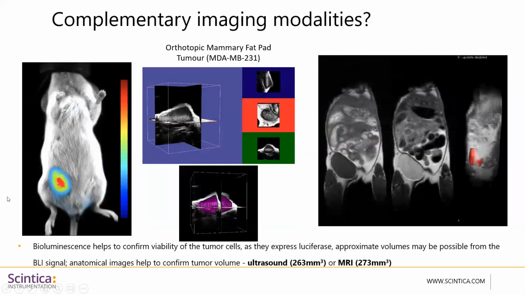For those that are just doing a simple tumor model, it can also be advantageous to show multiple modalities. Here we have a mammary fat pad tumor with optical. In the case of bioluminescence imaging, you can get a measurement of just viable tumor tissue. And then with something more anatomical, such as ultrasound or MRI, we can actually pull volume measurements out from this data.